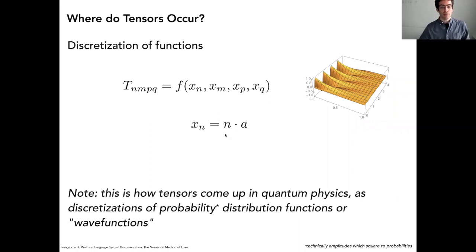And if you do that, you just define a set of grid points. So here A is like some kind of grid spacing, like a uniform grid spacing. And N just indexes where you are in the grid. And that defines inputs xn. And then you can plug all these inputs into the different slots of the function, and that defines a tensor.